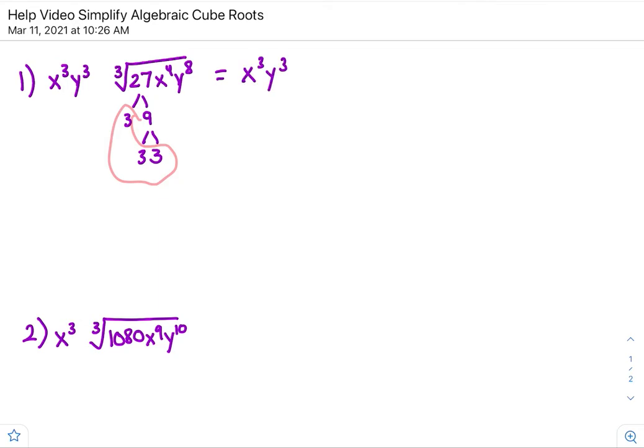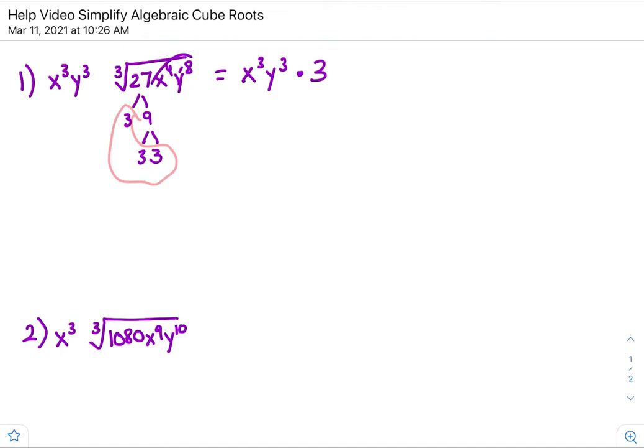Which is the reason why, from the outside, we can multiply this by 3. Because we know the cube root of 3 times 3 times 3, you guys, is just going to be 3. So that's good. So no leftovers, which means there will not be any numbers on the inside of the cube root. But now let's look at our variables.